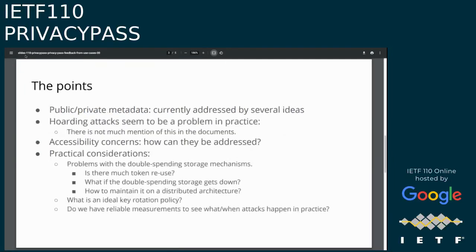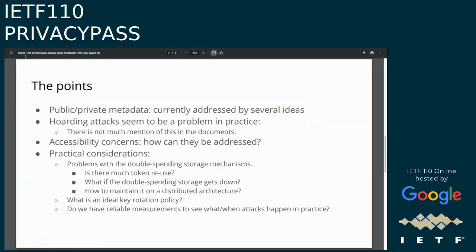Next slide, please. What were the more interesting points that a lot of the presentations touched upon? Some of them have already been discussed in the previous presentations shown today. One of the points was obviously the problem of public or private metadata and how to add it into an implementation of Privacy Pass. There are already a lot of proposals around this matter, so I will not go into details. But indeed, in the architecture document, there are some mentions of how to add metadata, but sometimes not as specific as the implementations we actually want.